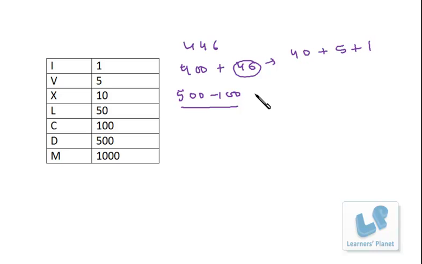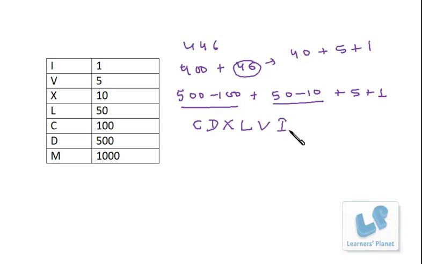Now 40 can be written as 50 minus 10. Put an underline over here. Then it's 5, then 1. Now 500 minus 100. That means if I put C before D, so it's C, D. Then 50 minus 10. If I put X before L, I'll be getting 40. So it's X, L, then 5 is V and 1 is I. So 446 is C, D, X, L, V, I. Okay.